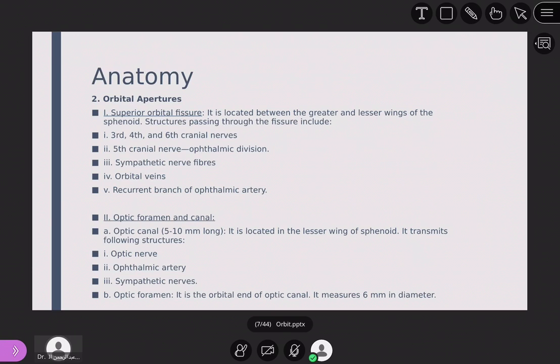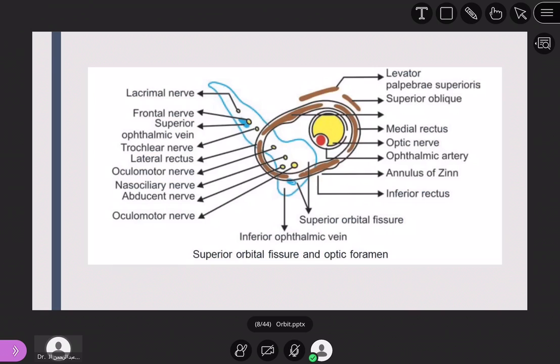Optic foramen. It is the orbital end of the optic canal. It measures 6 millimeters, and the anatomy in this lecture is important. It's very important. Photo as well. This is the superior orbital fissure and the optic foramen.